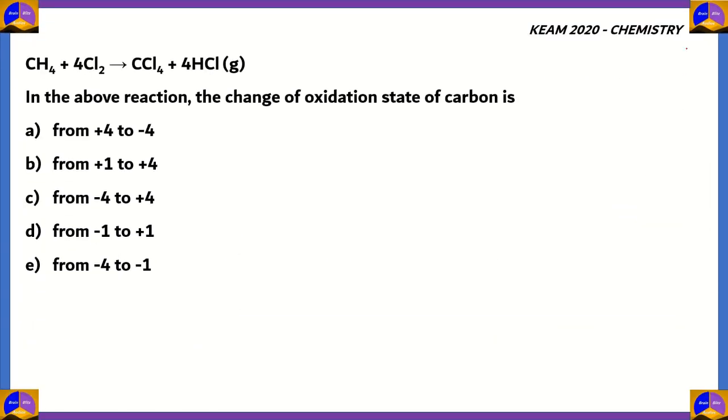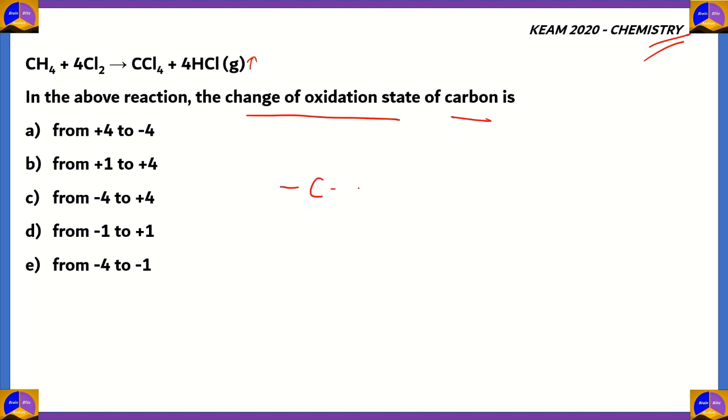Now let's look at some questions of chemistry. CH4 plus 4Cl2 gives you CCl4 plus 4HCl, which escapes as a gas. Now, in the above reaction, the change of oxidation state of carbon is. Well, how do we find that out?